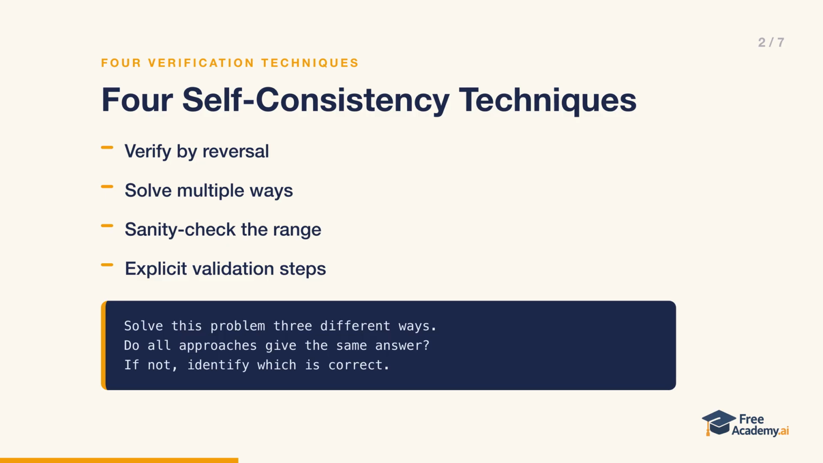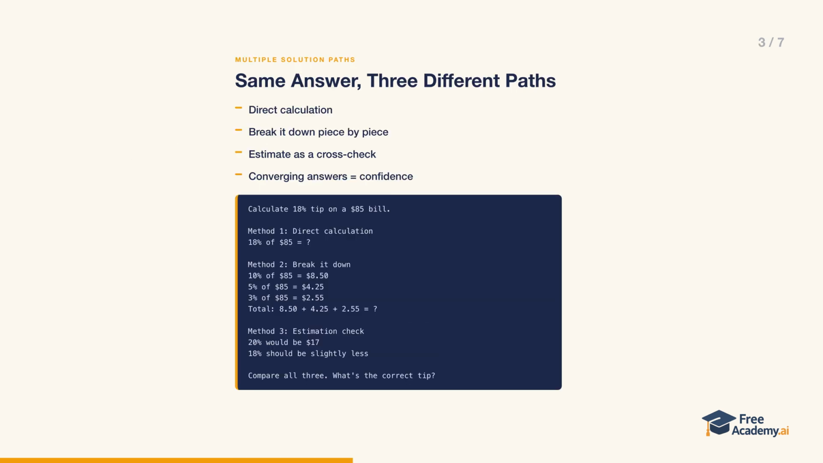After calculating, ask whether the answer makes intuitive sense and falls in a reasonable range. And the fourth is explicit validation. Have the model state its answer, list 3 ways to verify it, and then actually run those verifications. Each technique forces the model to confront its own work from a fresh angle, which is exactly where errors get caught. Multiple approaches is worth seeing in action.